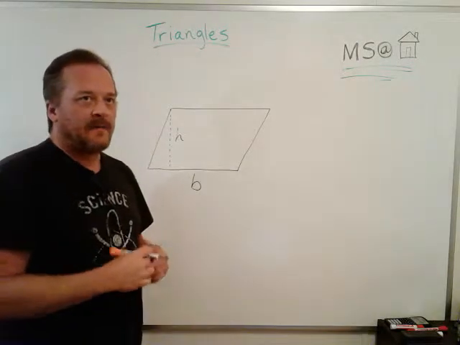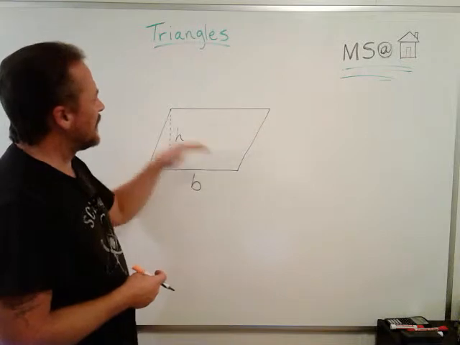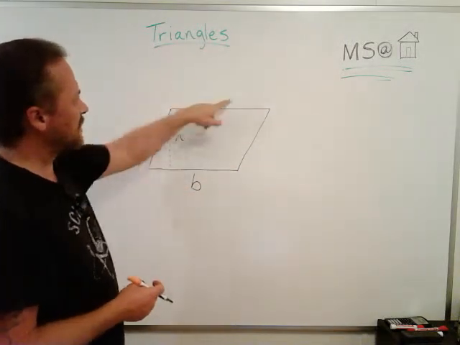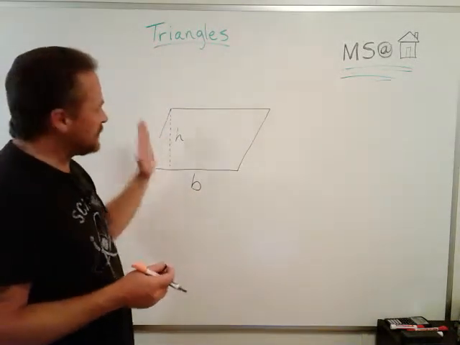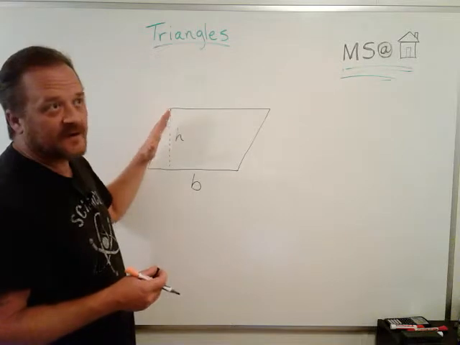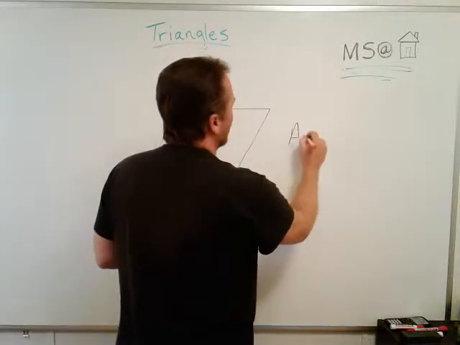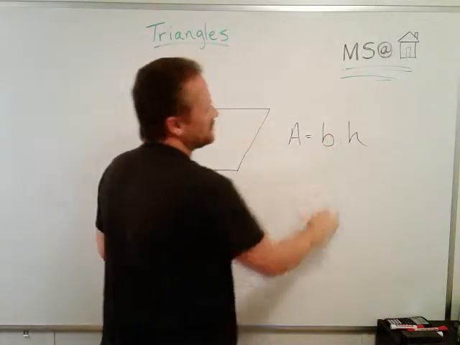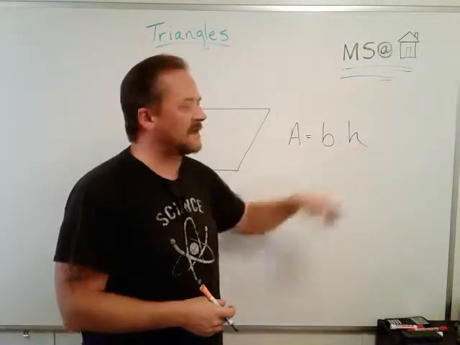Because generally a parallelogram has both of these the same. So this is B, this is also B. And then our formula is very simple. Because remember, it's just a rectangle pushed over to the side a little bit, so it's like leaning over, right? So the area of this guy is base times height, or just B times H. You don't have to even put in the dot. It's A equals B times H, base times height.